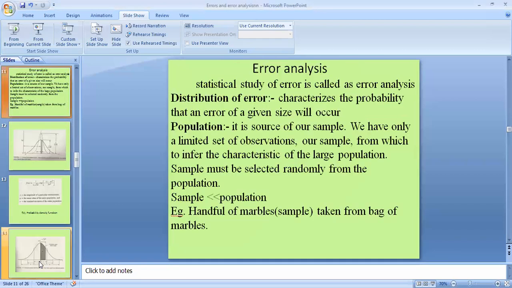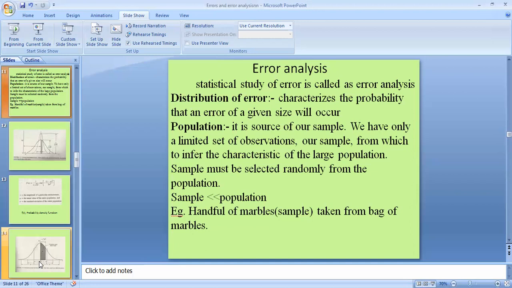So now we'll move further. As I mentioned, when we go for random error or precision error, it is just like a statistic. We need to take the help of statistics and plot the probability density function. So we characterize the probability that an error of a given size will occur. So we see the distribution of error.